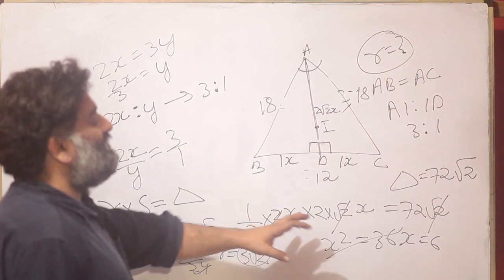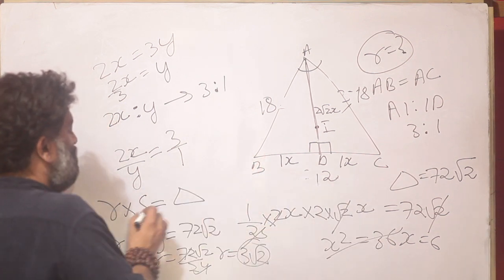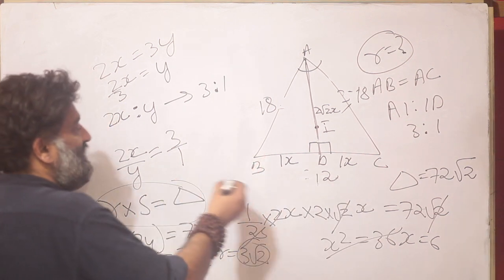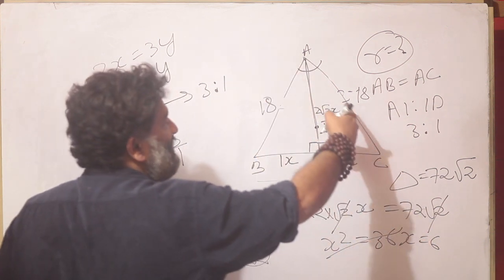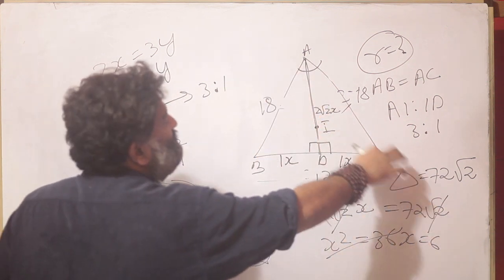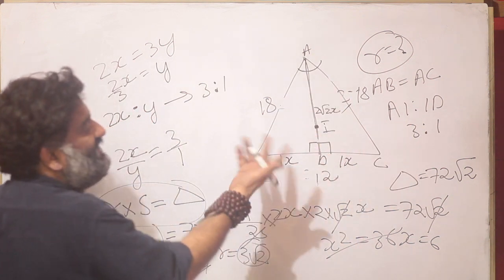So a little bit of work and a lot of multiple properties being thrown into the story. You're also connecting the radius to the area. You're using half base into height. You're using the isosceles triangle, and you're also using that the incenter divides the angle bisector in a particular ratio.